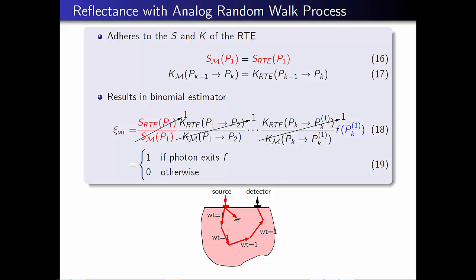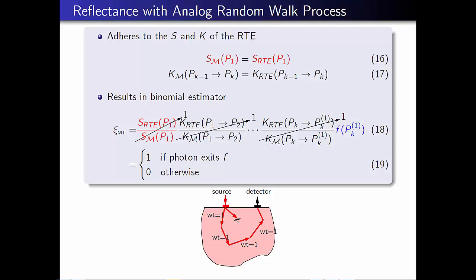So if we were to do an analog random walk process, this adheres directly to the S and K of the RTE. So we do exactly what the RTE says. We say, okay, first collision, did it scatter or absorb? Or it absorbed. Okay, end of photon. Go to the next one. And the way we transport and angle deflection at subsequent collisions is identical to that in the RTE. So all of these factors end up being 1 when you run an analog random walk process.